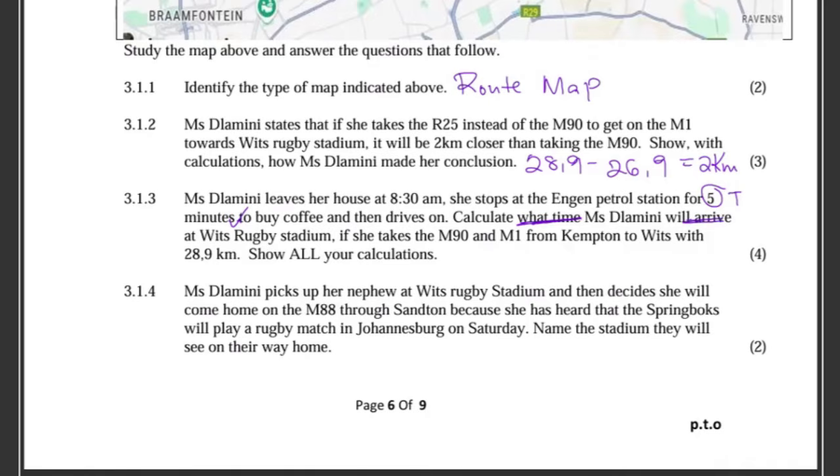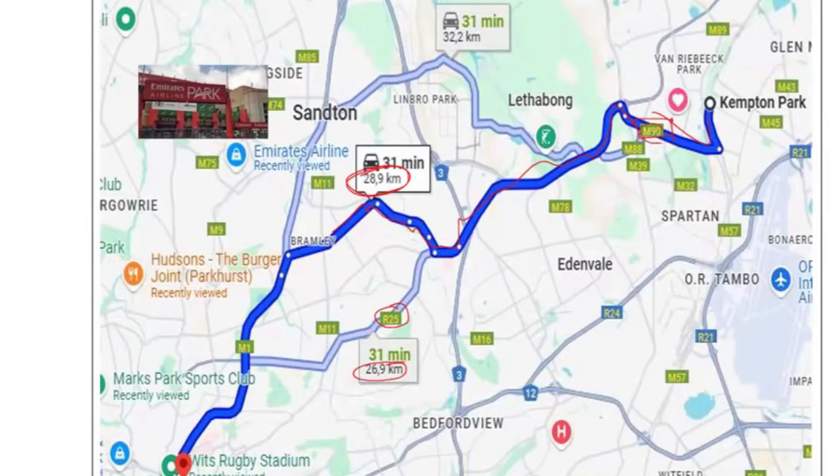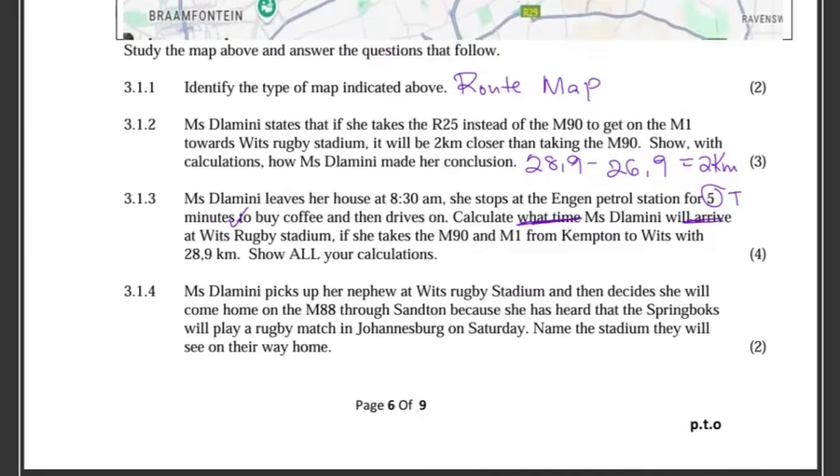So she's using M90, which then turns into M1. What are we looking at? She's going to spend 31 minutes, plus the 5 minutes. So how many minutes are they? 36. Plus the time when she left her house. The question says calculate what time Mrs. Lamini will arrive, so we are going to add these two.